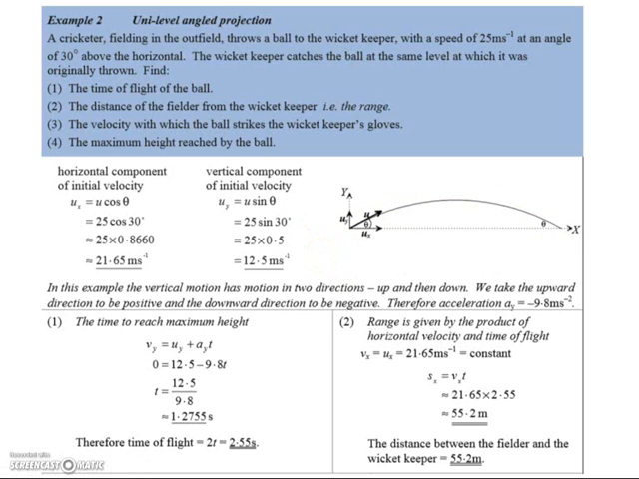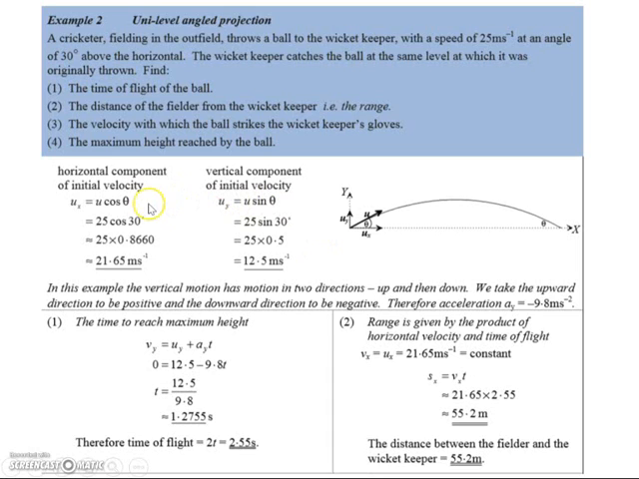A cricketer fielding in the outfield throws the ball to a wicketkeeper with a speed of 25 meters a second at an angle of 30 degrees above the horizontal. The wicketkeeper catches the ball at the same level at which it was originally thrown. Again, we have to find 1, the time of flight, 2, the distance of the fielder from the wicketkeeper, i.e. the range, 3, the velocity at which the ball strikes the wicketkeeper's gloves, so that's your final velocity, and this time 4, the maximum height reached by the ball.